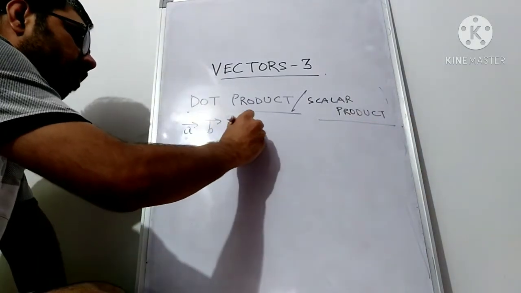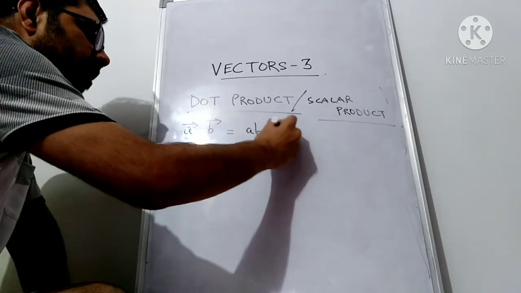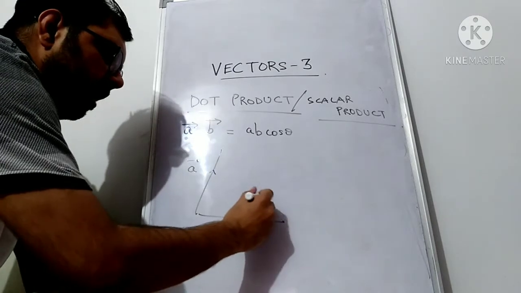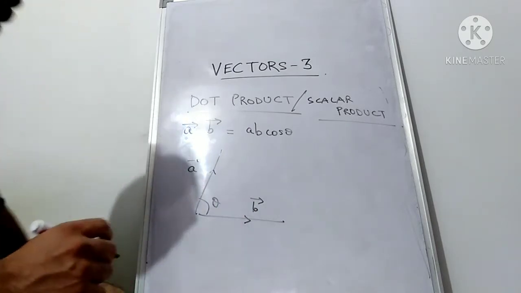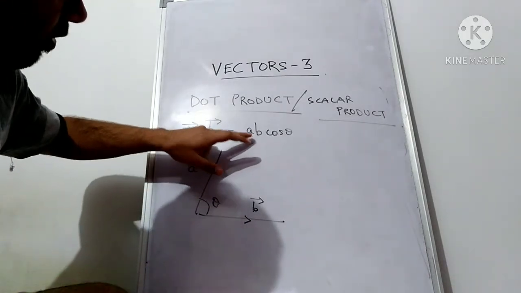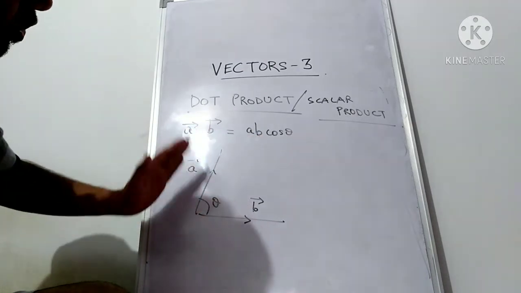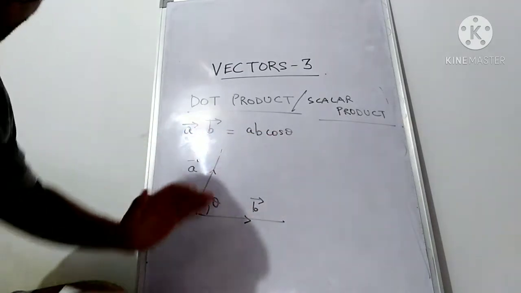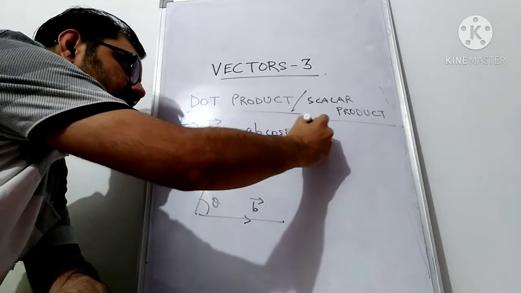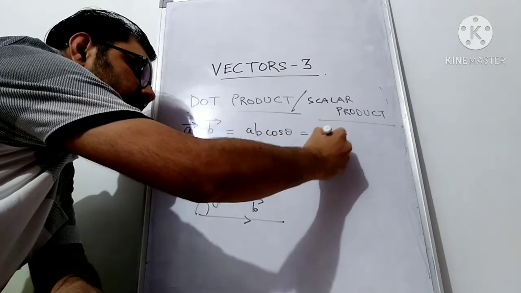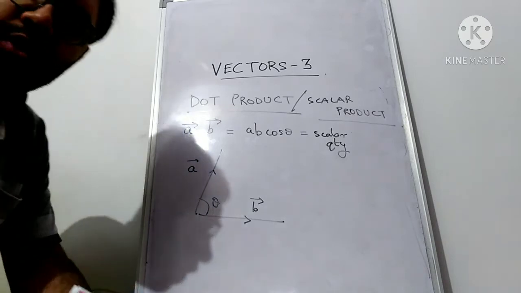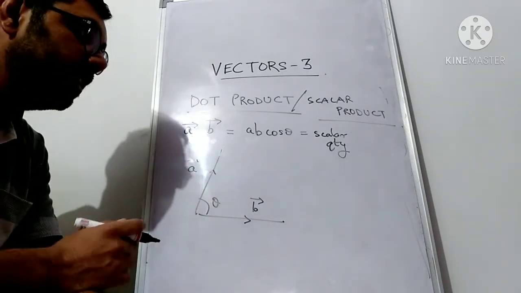And how do I write that? A dot b is equal to a into b into cos theta, where this is vector a and this is vector b, and angle theta is lying between these two vectors. So whenever we do a dot product, we multiply the magnitude of a, we multiply the magnitude of b, and we take the cos of theta, where theta is the angle between the two vectors. Now this complete thing is a scalar quantity. That is why we also call this product the scalar product.